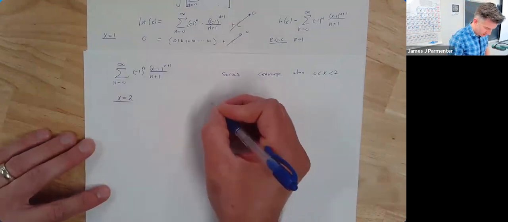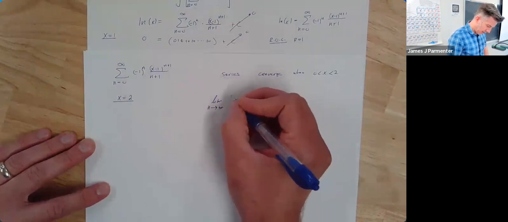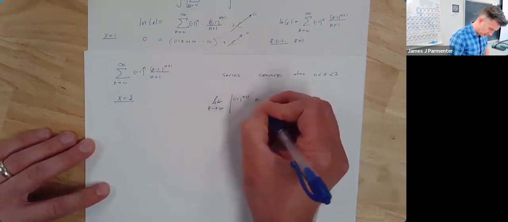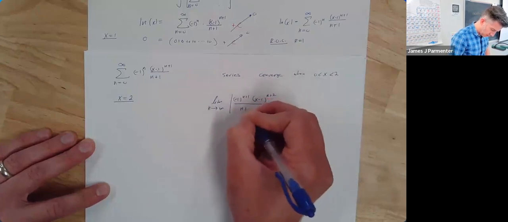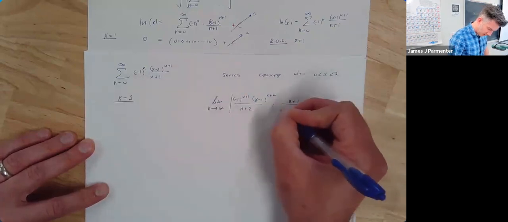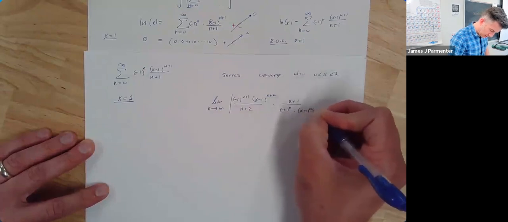If I use the ratio test, look what happens. The limit as n goes to infinity of a_{n+1}, (-1)^(n+1) (x-1)^(n+1) over n+1+1, times the reciprocal, n+1, over (-1)^n (x-1)^(n+1).